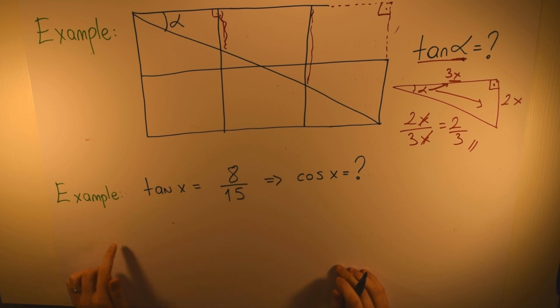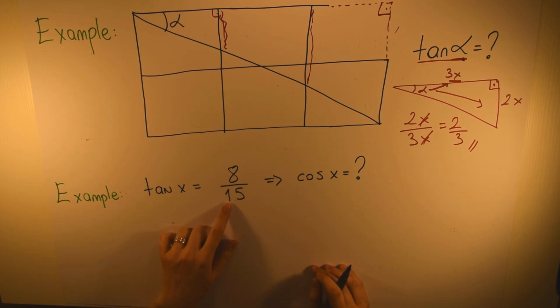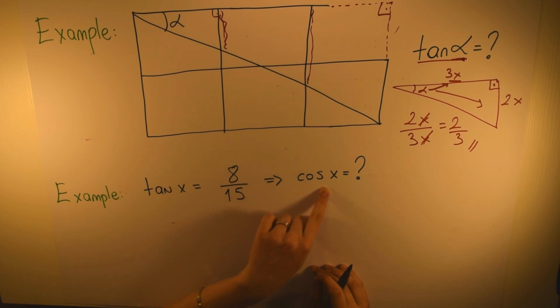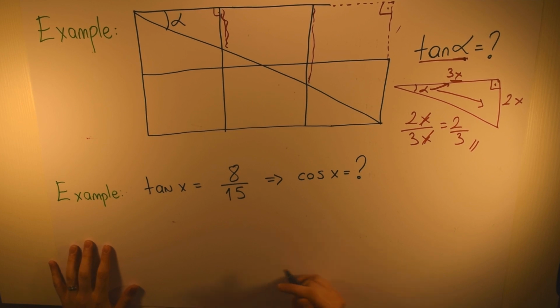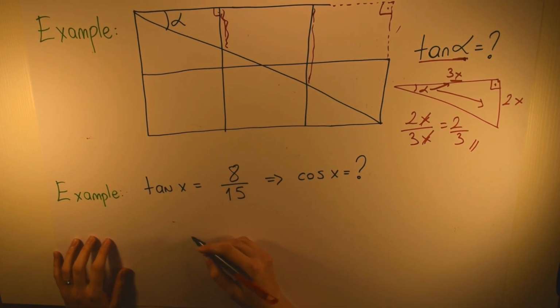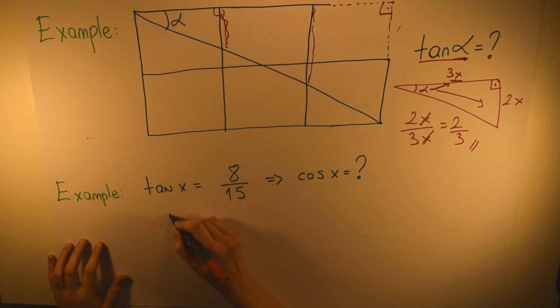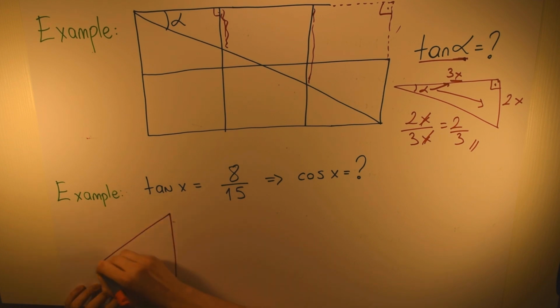Okay, so let's look at our second example. Here we have tangent x is equal to 8 over 15. What is the value of cosine x? So in this kind of question, all you need to do is to draw a right triangle. It's very easy to find the answer after that. Let's draw our right triangle here. Let's say this is our right triangle, okay?